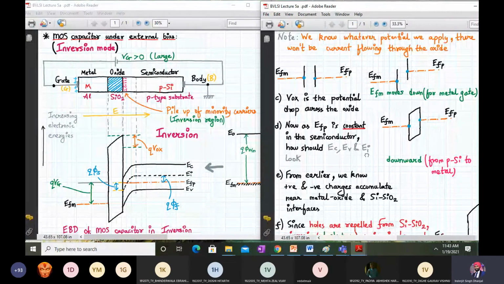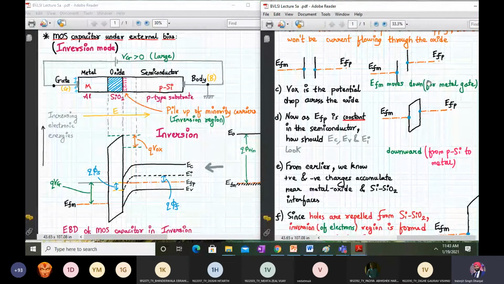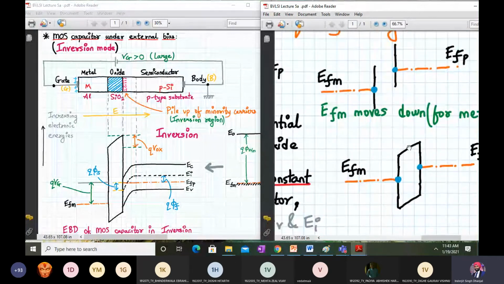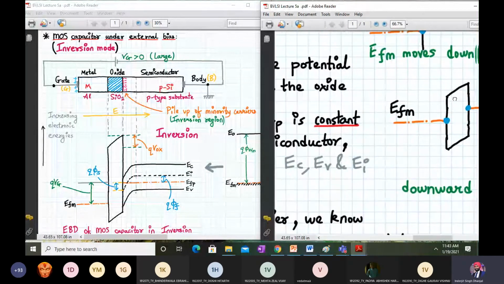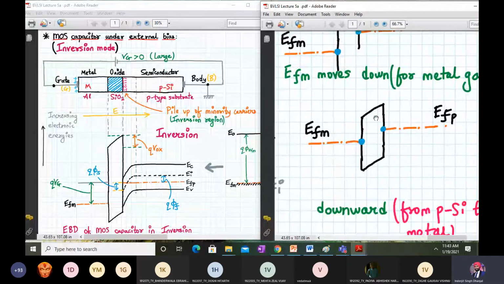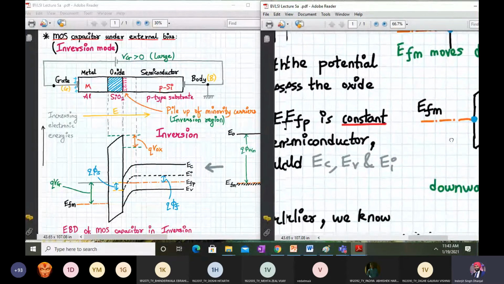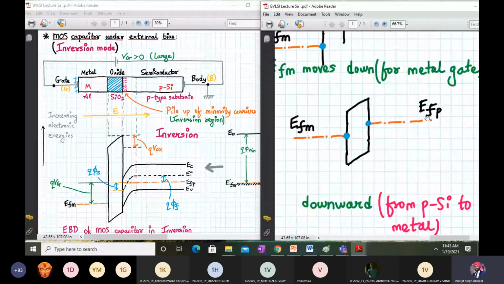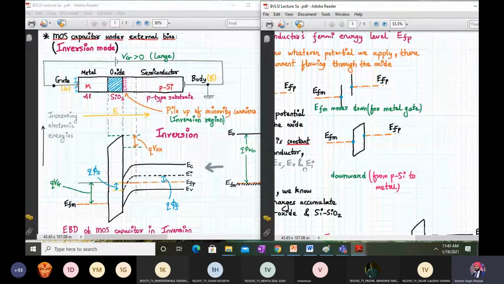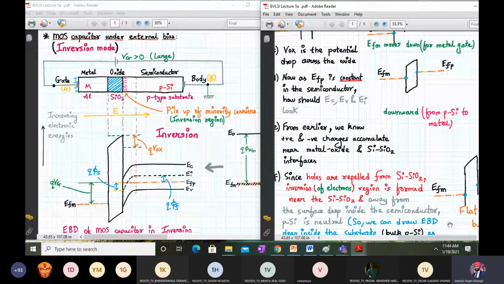Okay, so that's how we get this band bending. I've just connected these two lines, that's it. So now since we know that EI, EC and EFP will be a constant, right? So we need to determine how the EC, EI and EV will look like. Okay. So let us see what will happen.